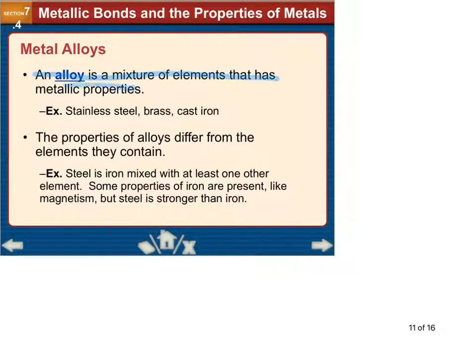Alloy: a mixture of elements that has metallic properties. Some examples: stainless steel, brass, cast iron. The properties of alloys differ from the elements they contain. In steel, we add other things to change the properties of iron. Steel always contains iron, but when you add carbon or other elements to it, it makes it stronger than iron and more rust resistant than iron. A lot of different things can happen.